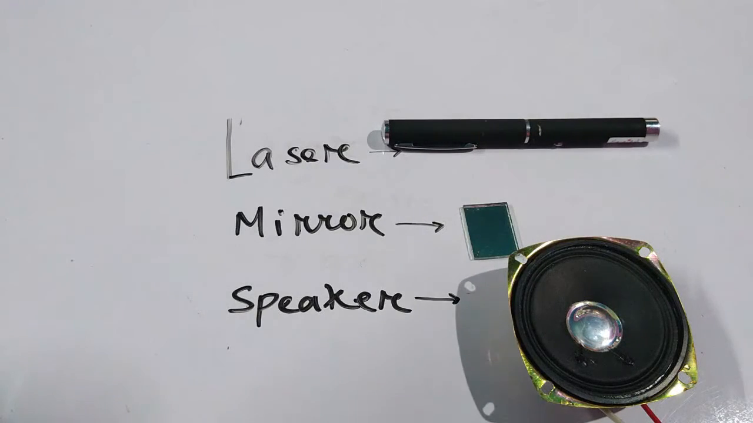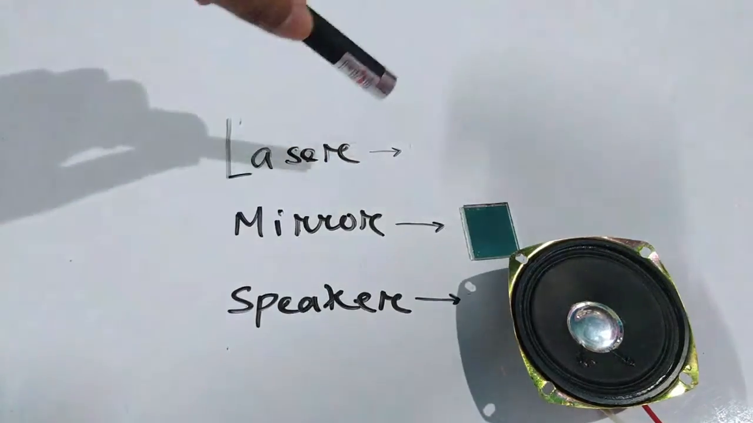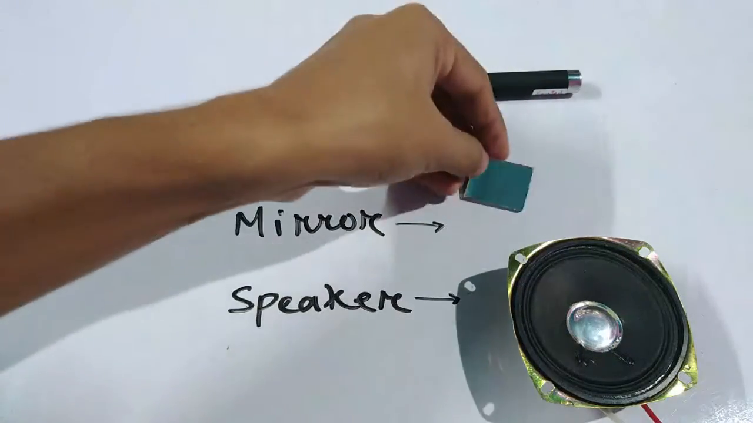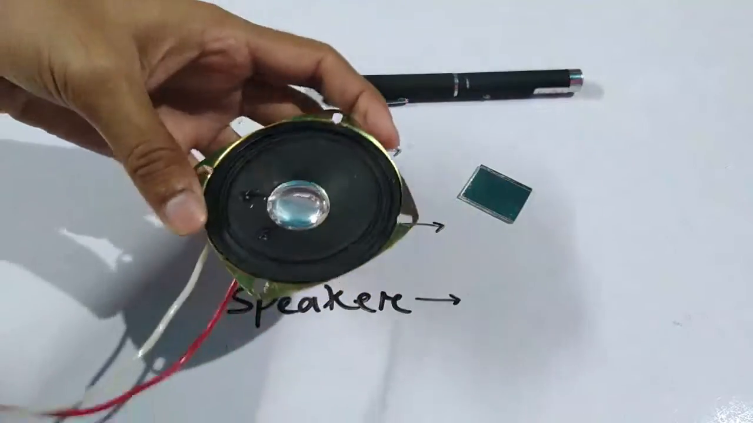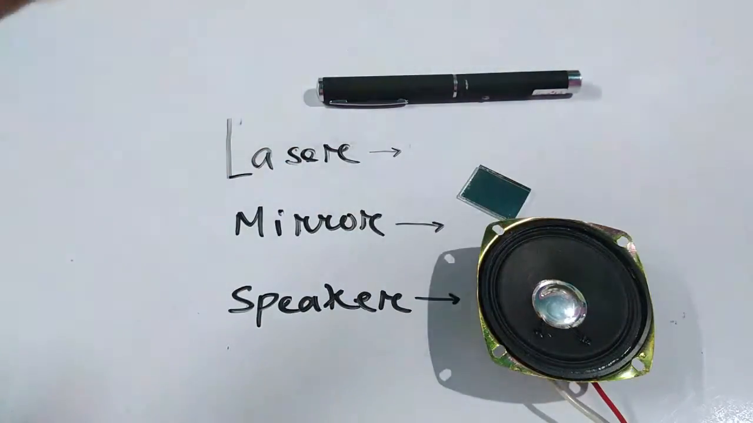So to make this system, first we need a laser, any color would do, a laser pointer. Then we need a small piece of mirror, and then we need a speaker. I'm using an old TV speaker, but if you have a Bluetooth speaker or a normal multimedia speaker, that will also work.